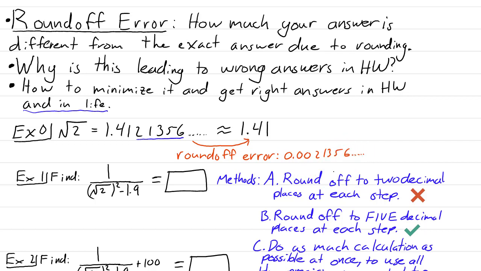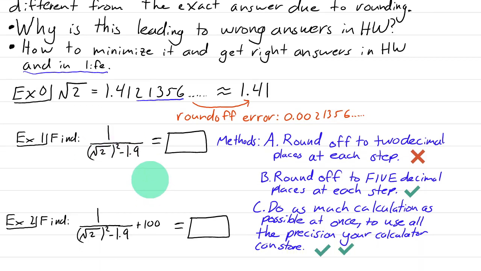So I want to show you how round-off error can lead to answers being really wrong in the end. I came up with a contrived example of a question that you might have in the homework, although this isn't really a homework question, but it shows you how round-off error can make things really bad. There are a few ways you could do this. We're going to do 1 over the square root of 2 squared minus 1.9.